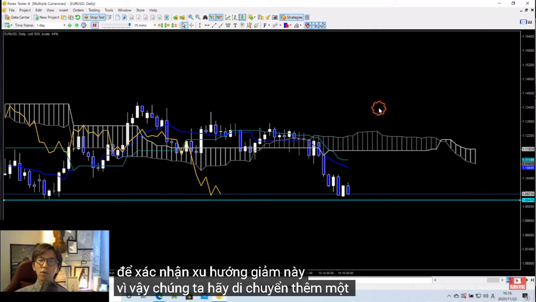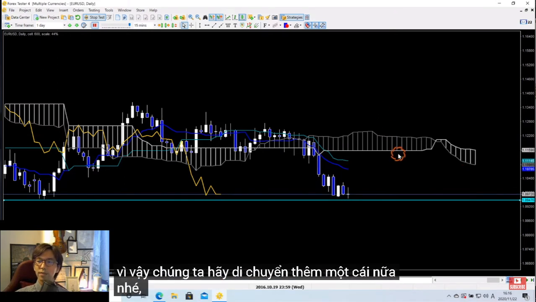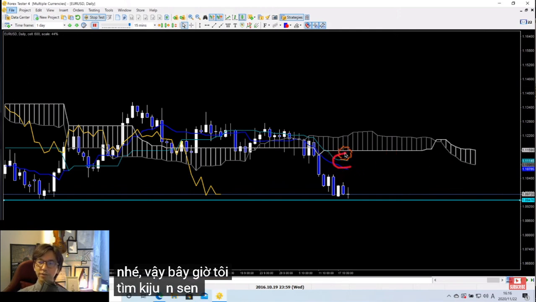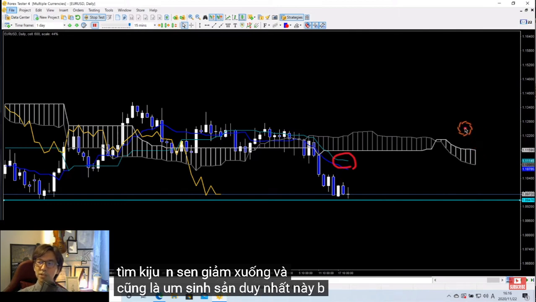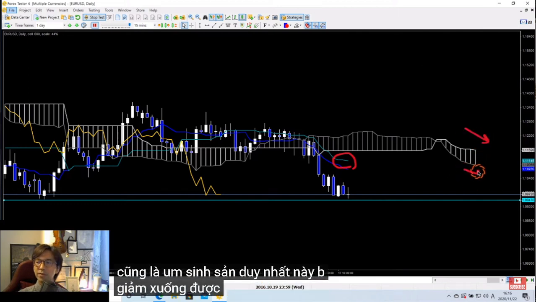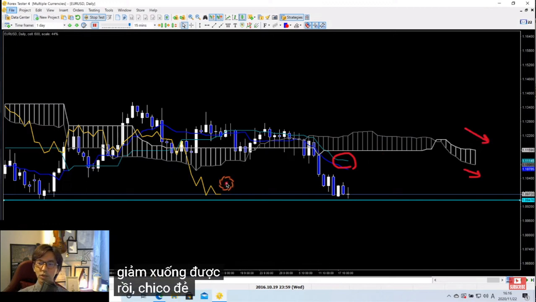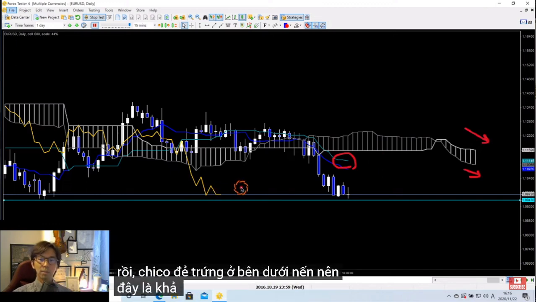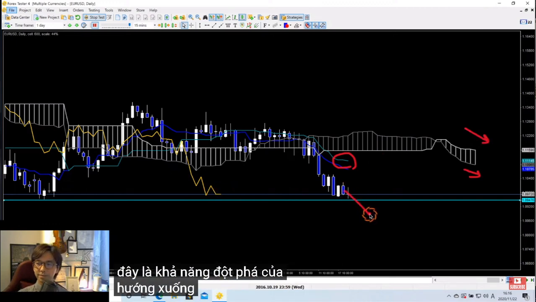So let's just move one more. Okay, so now I find the Kijun Sen to be down, and also this Senkou Span B to be down, A down. Okay, Chikou span is below the candles, so this is the potential breakout to the downside.